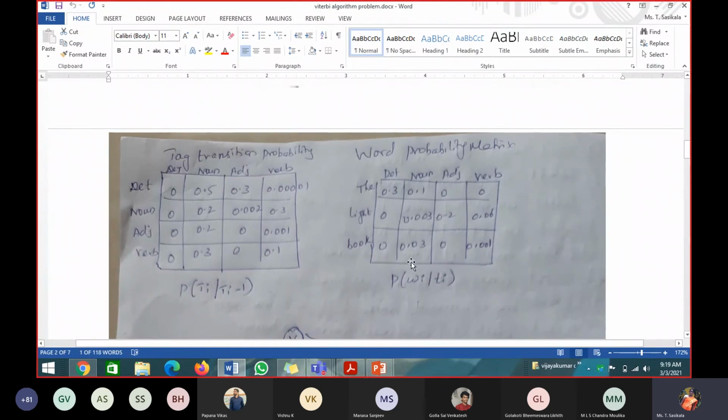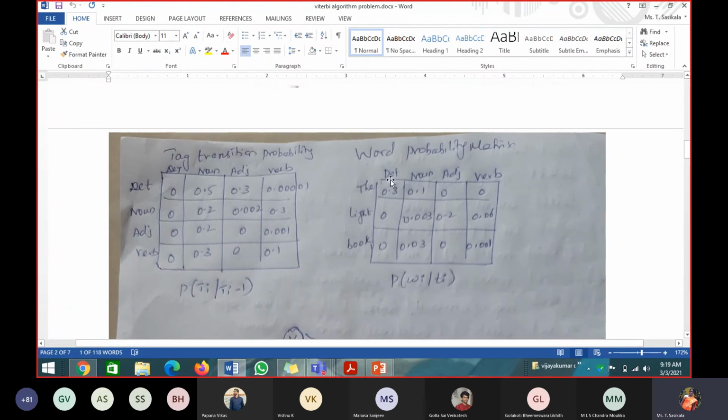So draw a table. How many Wi's do I have? How many words do I have? That will become the rows. Three, ma'am. Three. So Wi will be on the y-axis. Can you all see the screen? Is it visible on the screen? Yes, ma'am.